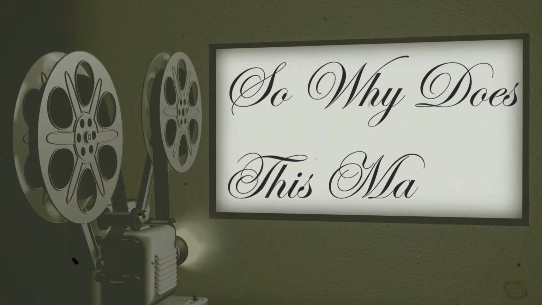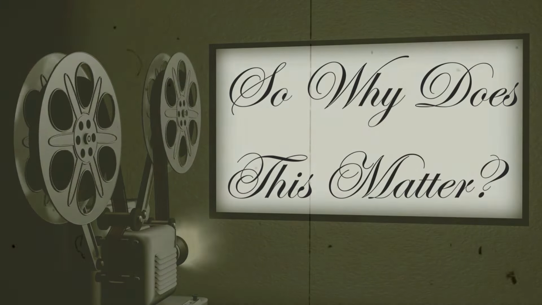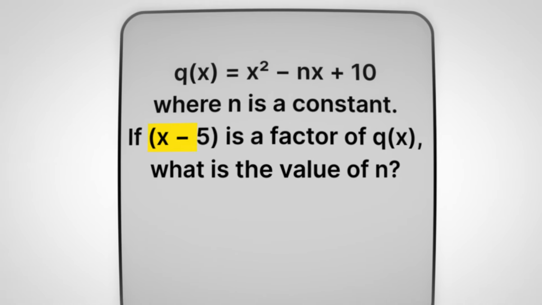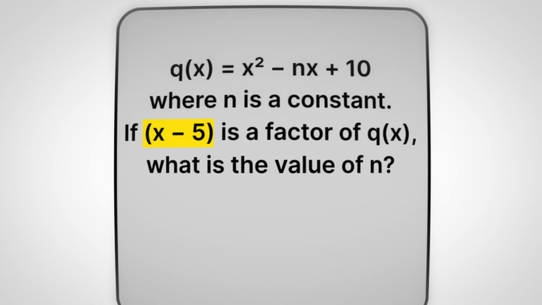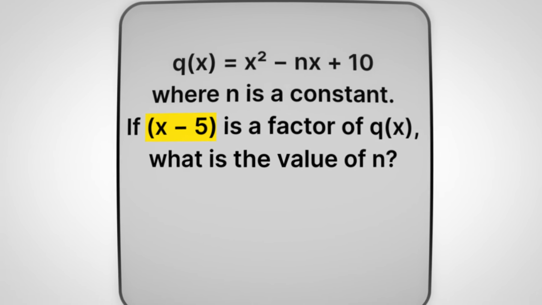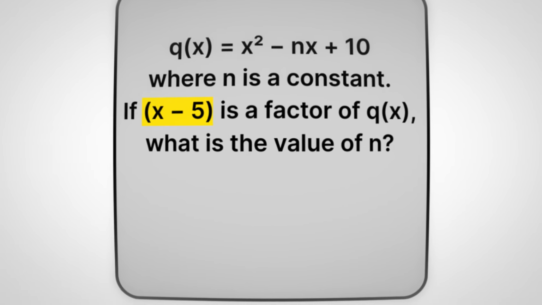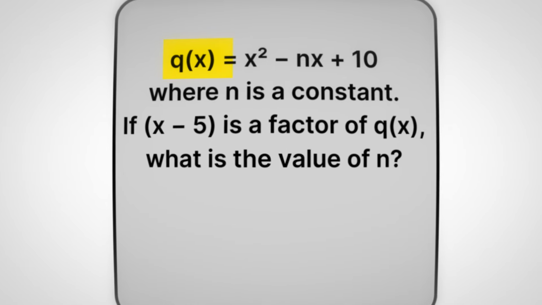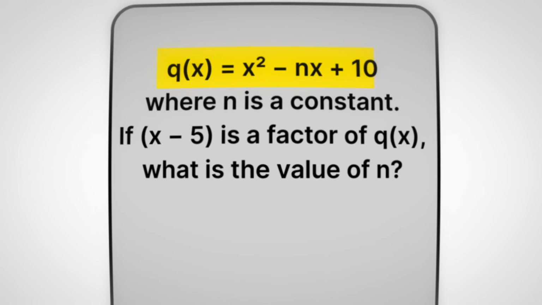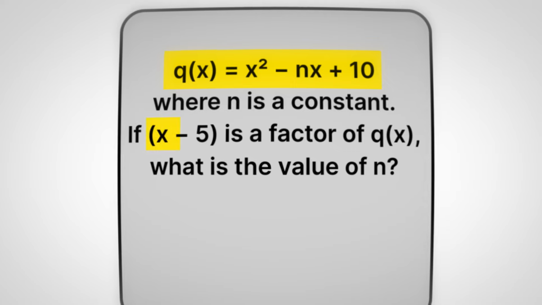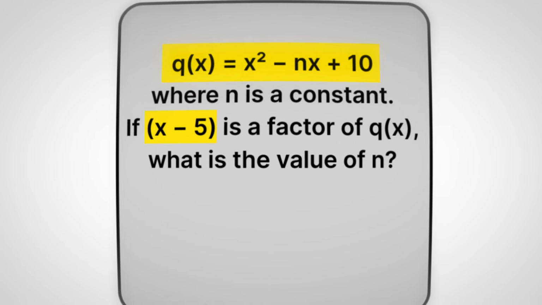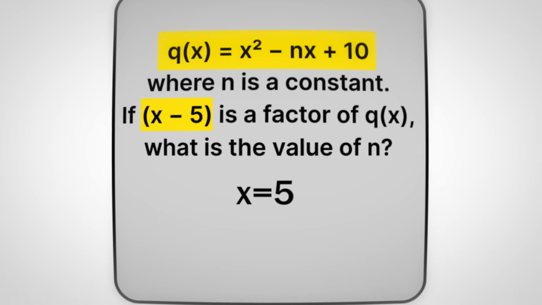So why does this matter? Because SAT factor problems show up all the time. If you recognize the shortcuts, you save time, avoid mistakes, and keep your momentum going. Here's how it works. We've got q of x equals x squared minus nx plus 10. So if you're told x minus 5 is a factor, that means the root is x equals 5.